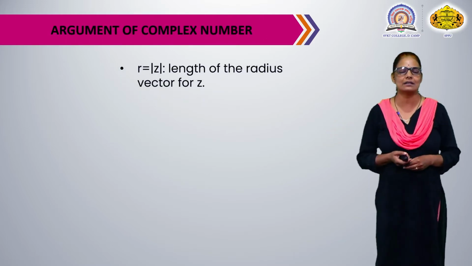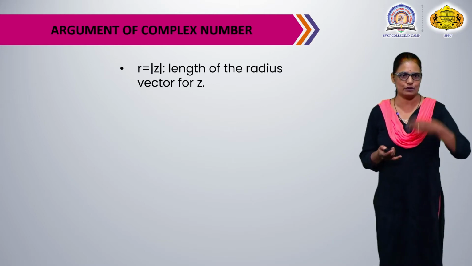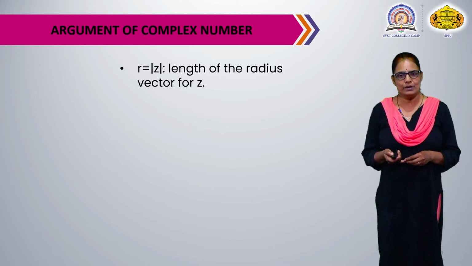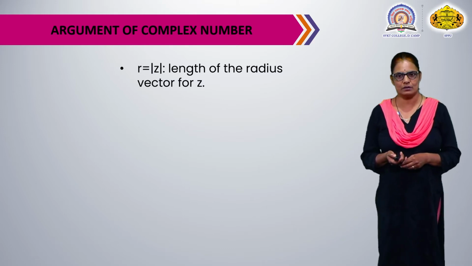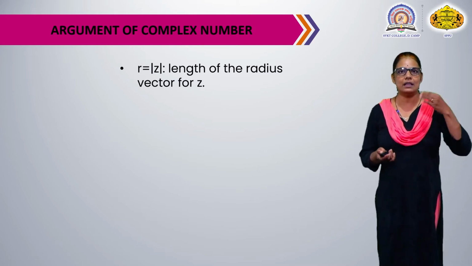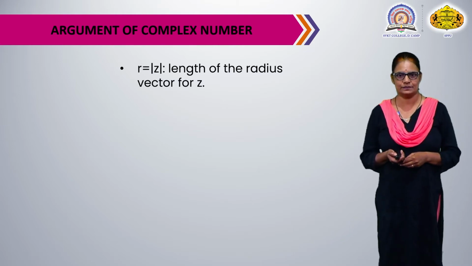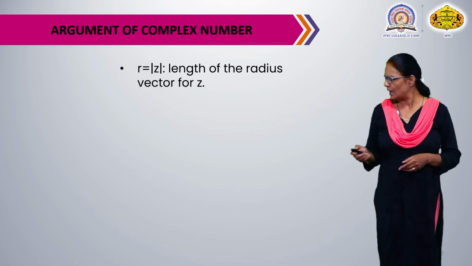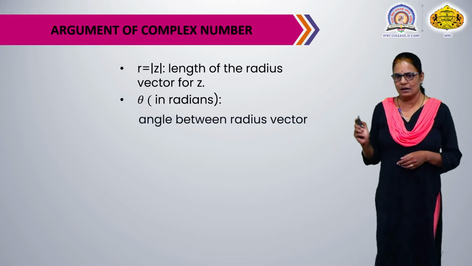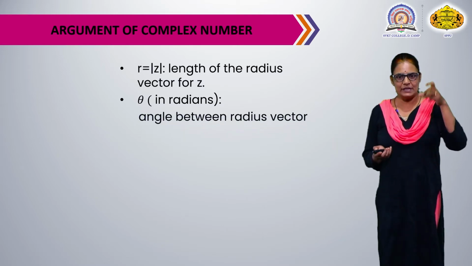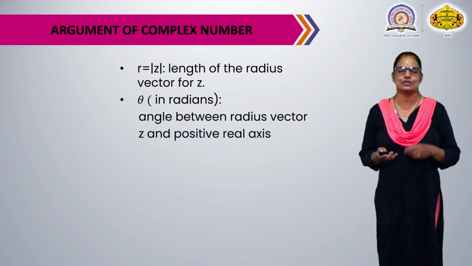Okay, before studying the exponential form, let us consider how to find the argument of a complex number, or what is the argument of the complex number. Here r is denoted by the symbol mod z, that is the modulus of the complex number. It is nothing but the length of the radius vector for z, and theta, which is measured in radian, is the angle between the radius vector z and the positive real axis.